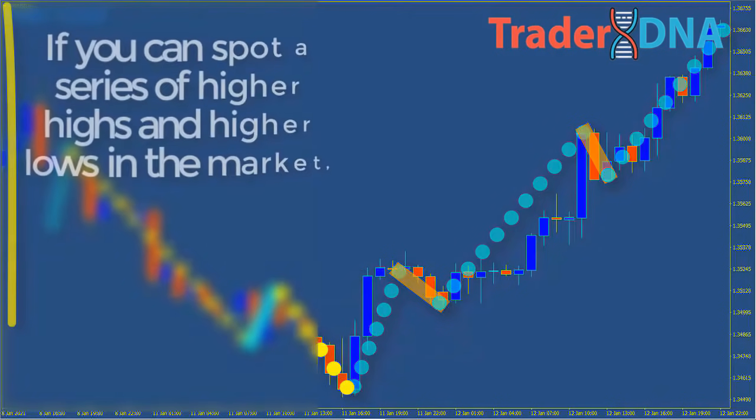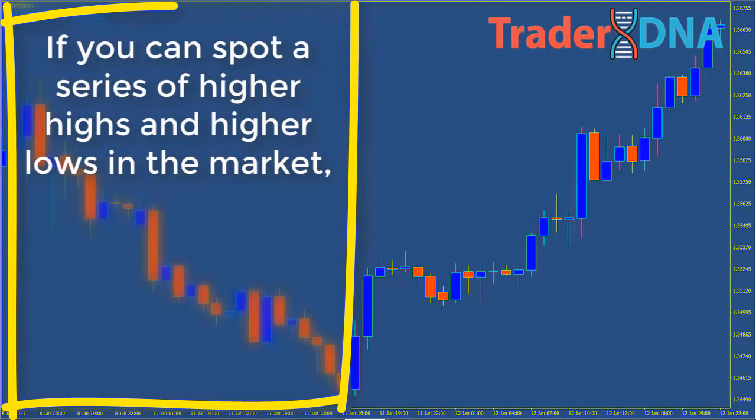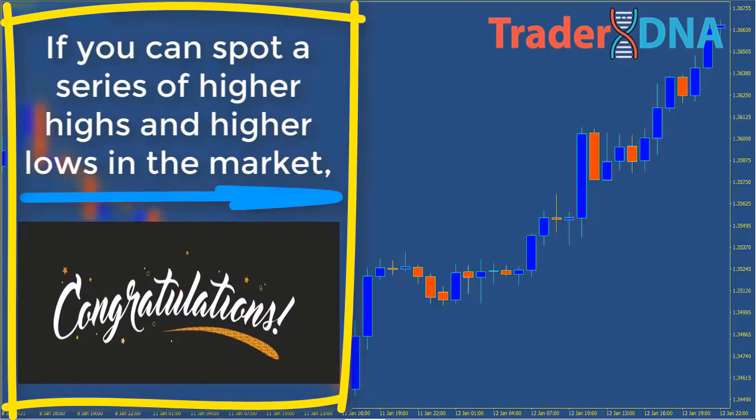If you can spot a series of higher highs and higher lows in the market, congratulations. You've spotted a trend. When that pattern ends, the trend usually ends with it.